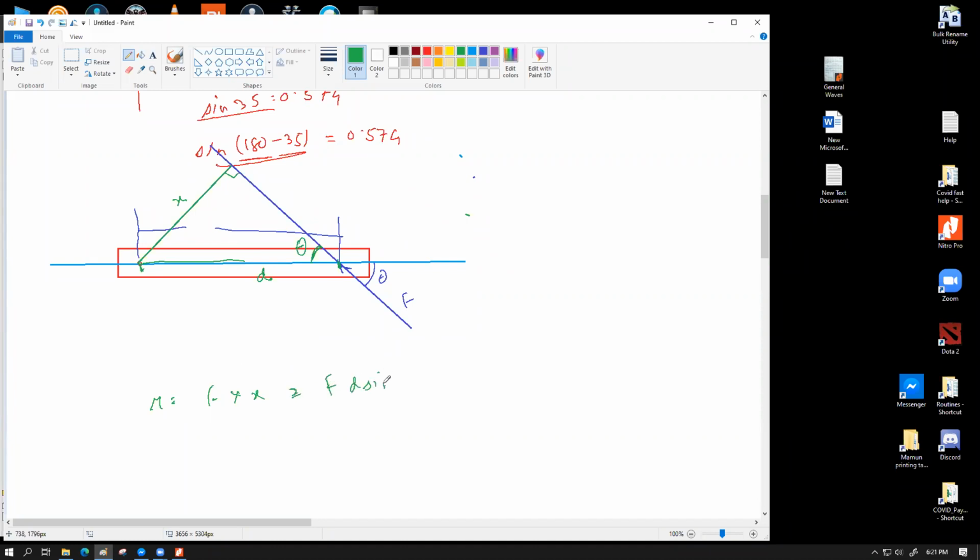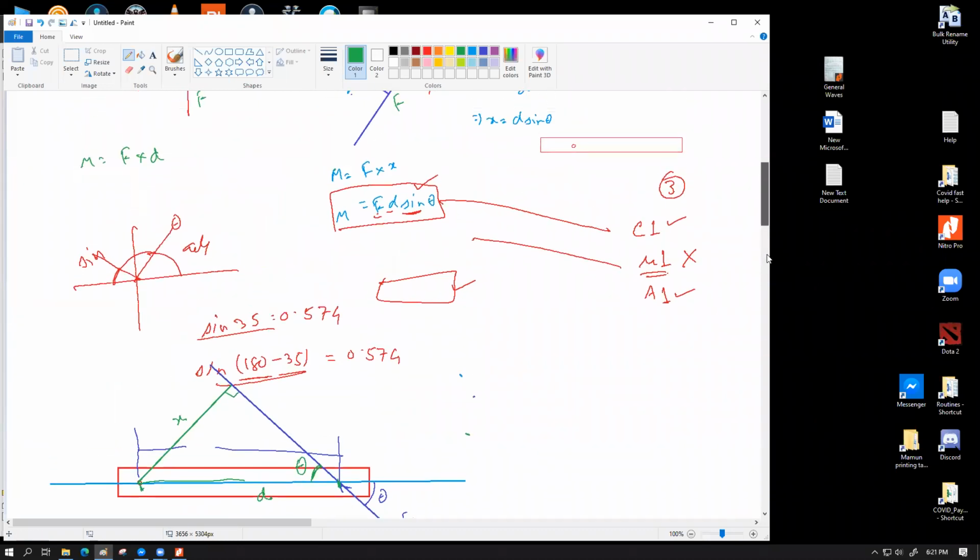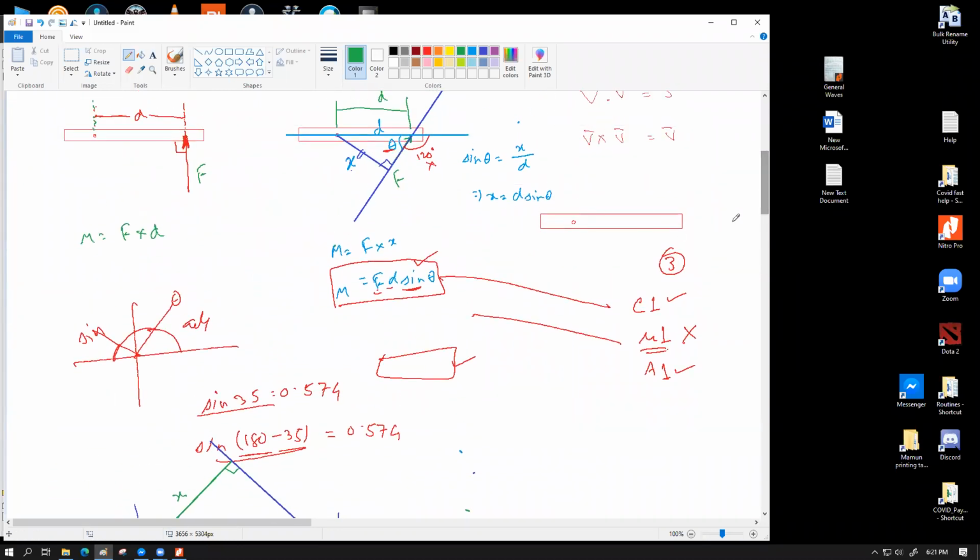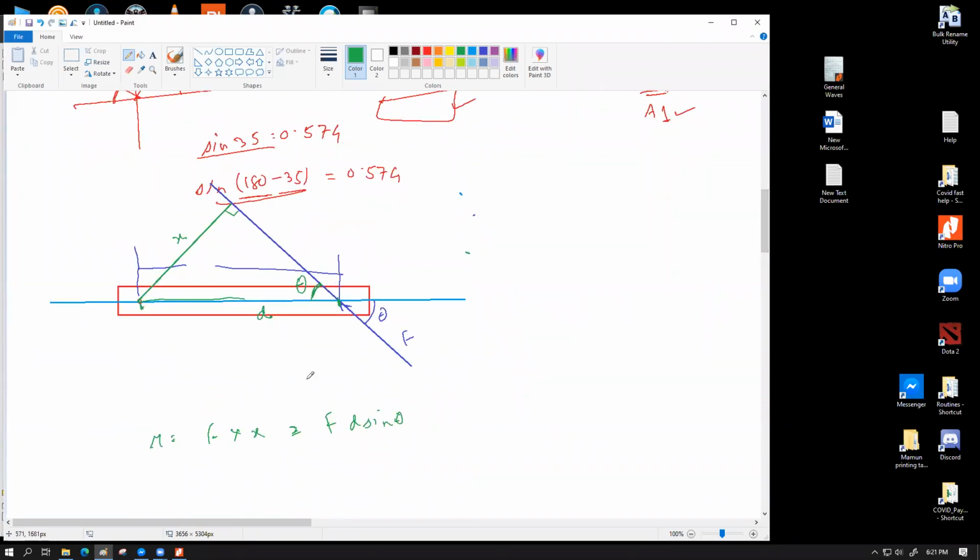theta. The point I'm trying to make over here is that whether your force is applied in this format or in this format, either way, we end up with the same mathematical expression, F into d sine theta, where theta is supposed to be the acute angle between the force and the distance that you are working with. এই পর্যন্ত বুঝা গেছে কিনা সবার?